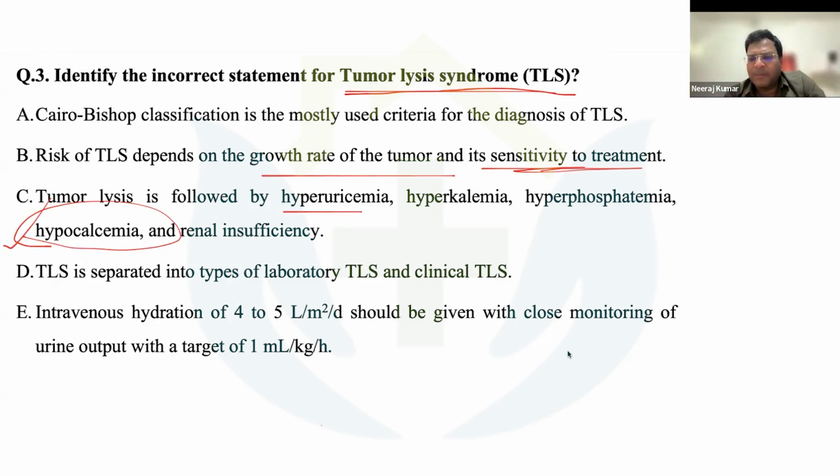Anyone who wants to mark? Okay. So you feel that the risk of TLS depending on the growth rate of the tumor and sensitivity to treatment is not right. Okay. Any other? Okay. TLS is separated into types like laboratory TLS and clinical TLS. Okay. Anyone?